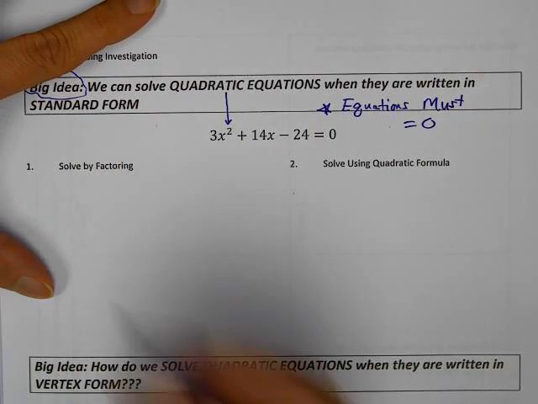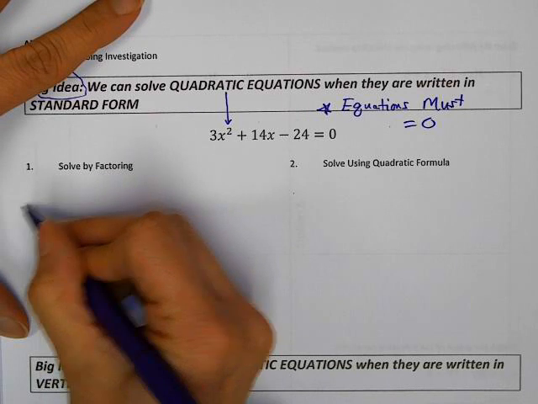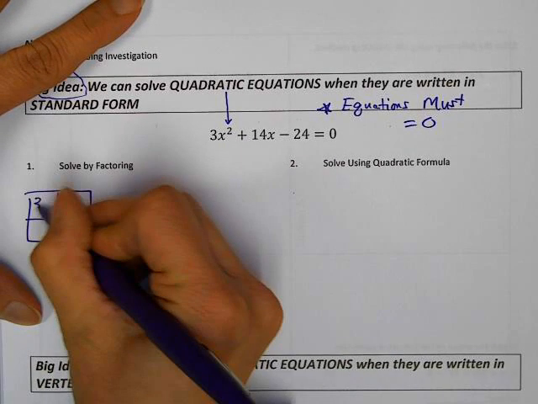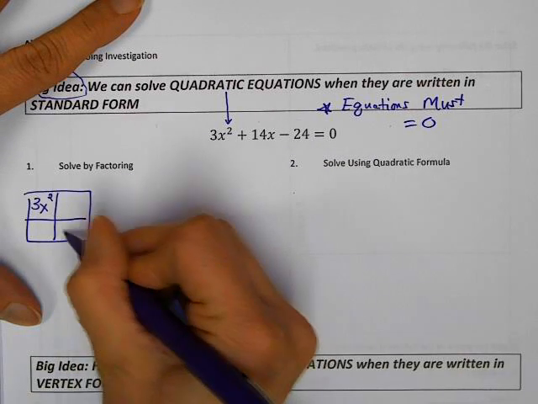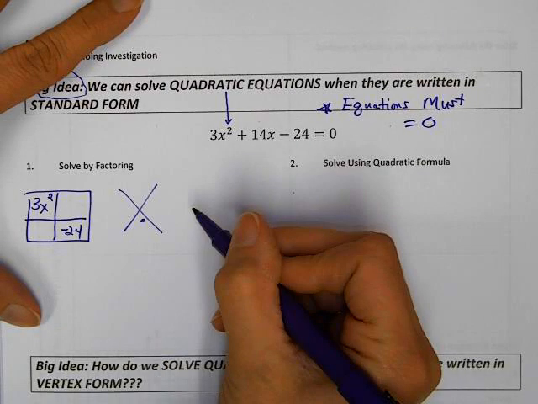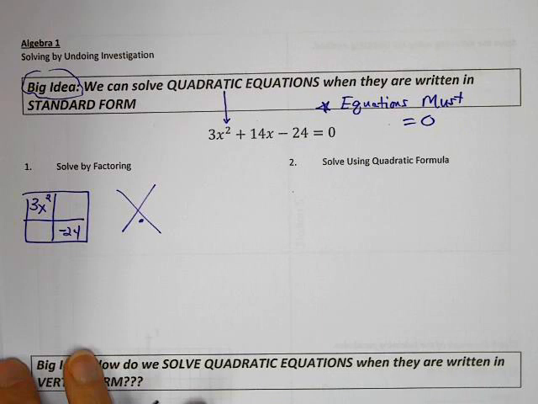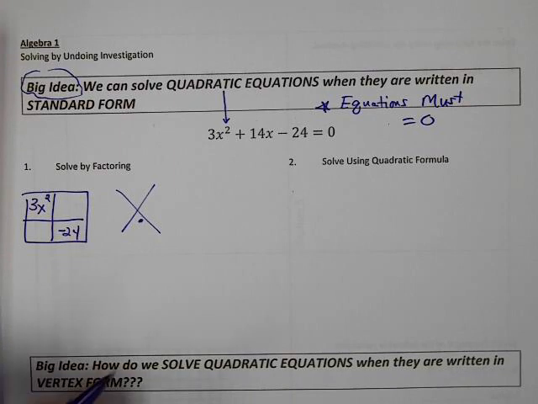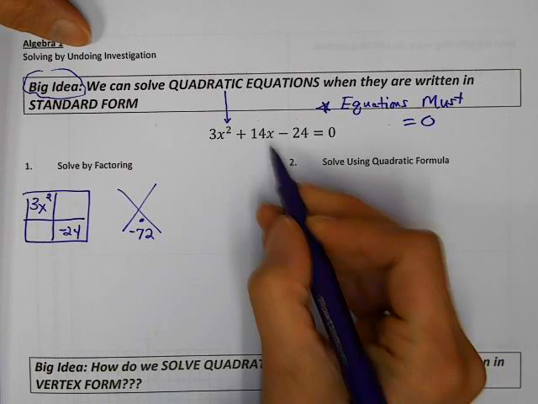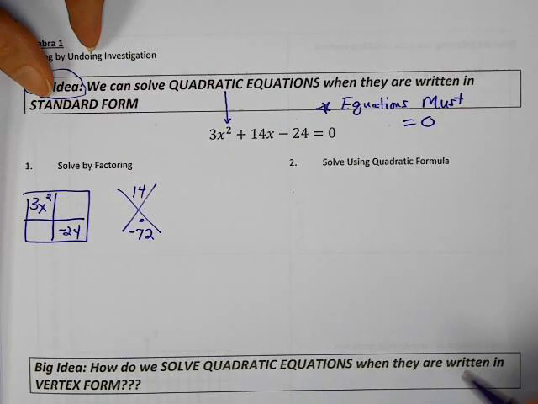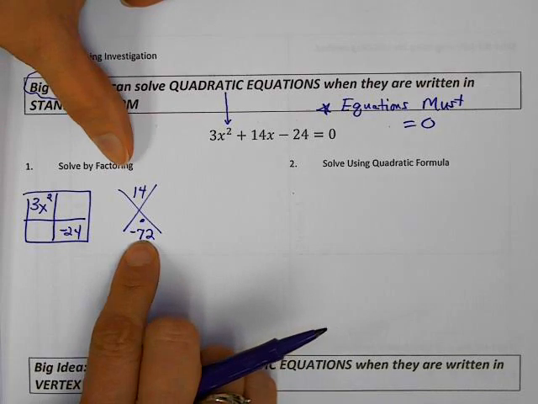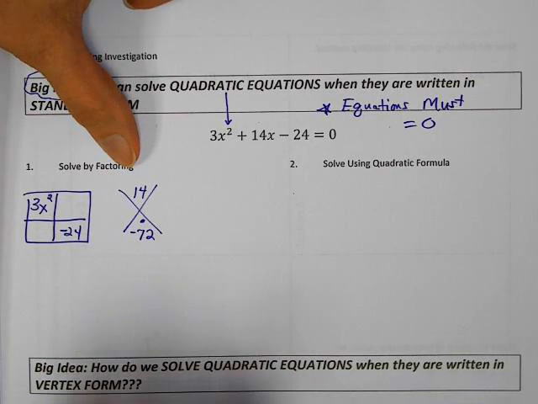So we're going to go ahead and make some boxes for this. And the first term, 3x squared, goes in that box. Negative 24 goes in that box. If I take a look at the multiply number, 3 times negative 24 is negative 72. And the add number is 14. Okay, how am I going to multiply to a negative? One of them has to be negative.